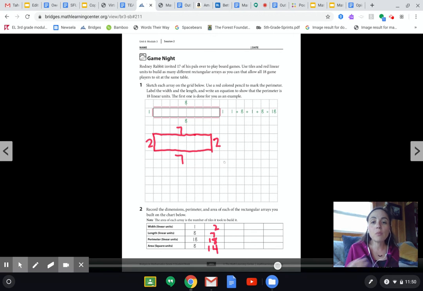So this is just one of the examples of what you might have done here on this page. I'm sure you might have had a few different answers here. So hopefully my answer helps guide you to see if your other drawings are correct.